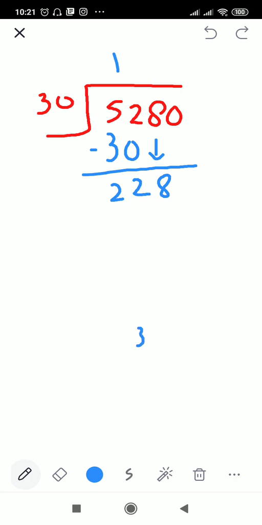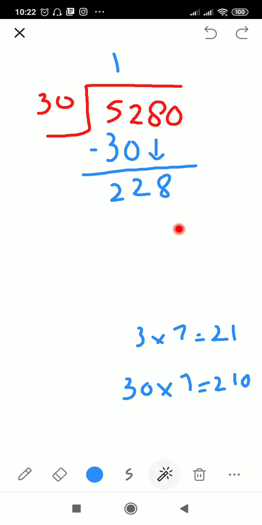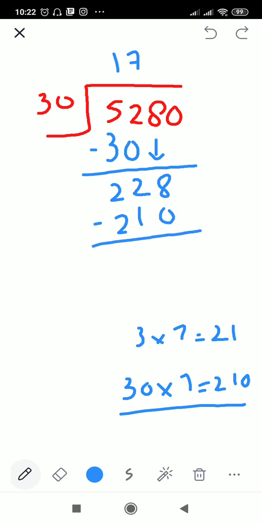And now we are going to do 7 times. So you know that 3 sevens are 21, so 7 times 30 will be 210. We can do this because 3 eights are 24, and that 240 will be bigger than this 228. So we will do 7 times, 210 we are going to do. All right, and then we are going to subtract it.